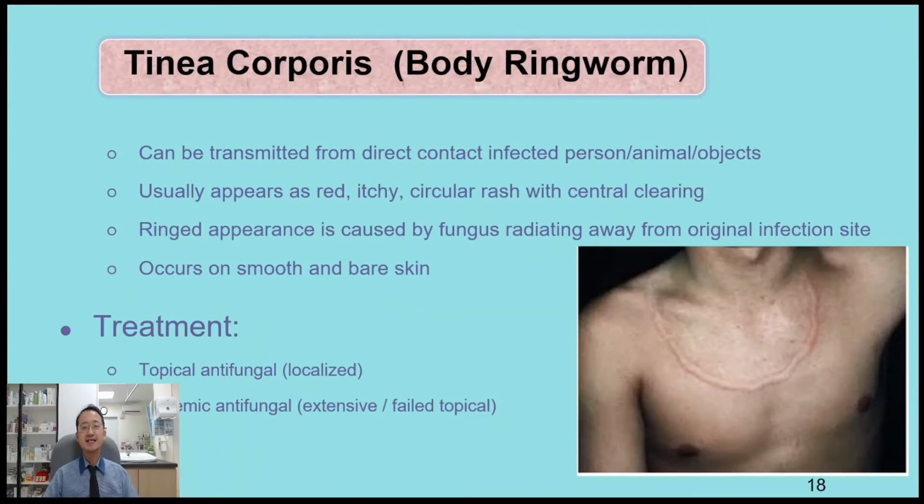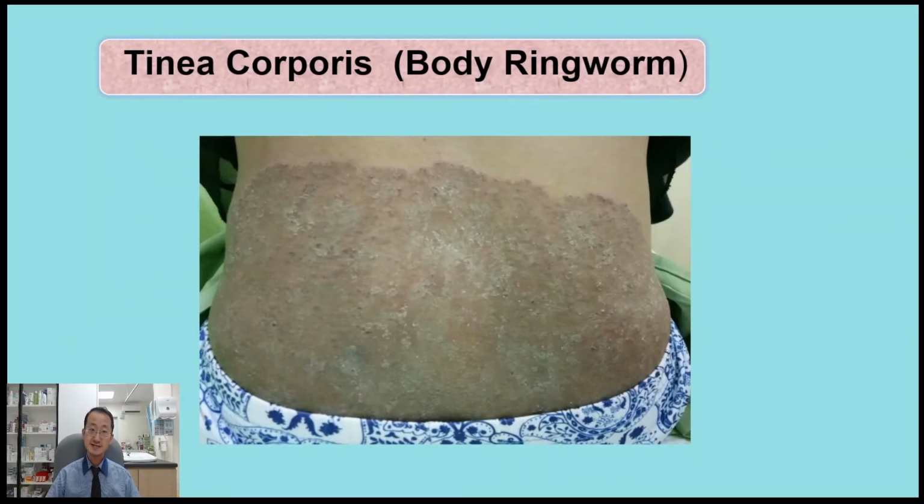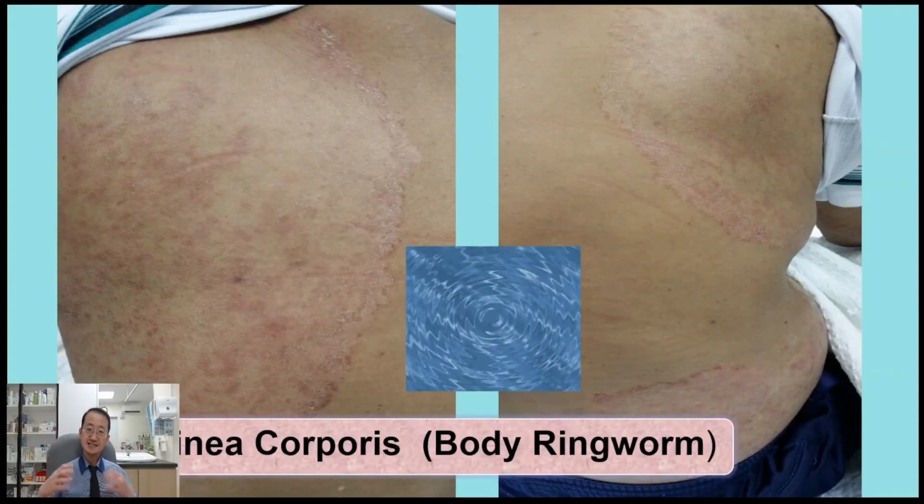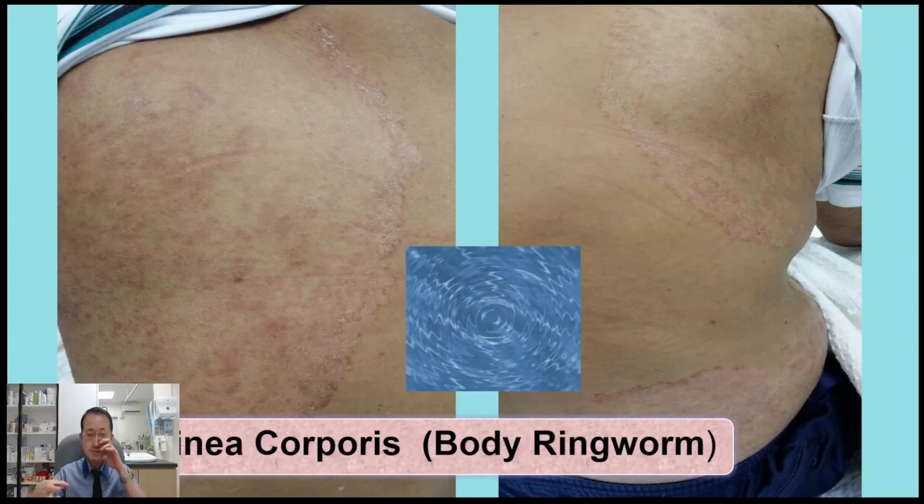Okay. Tinea corporis, body ringworm, can be transmitted from direct contact with an infected person, animal or object. It usually appears as a red, itchy, circular rash with central clearing. Okay, you can see it's a whole red patch with active surrounding edges. So this is analogous to throwing stones in a little pond and you have this rippling effect. So why is it so?